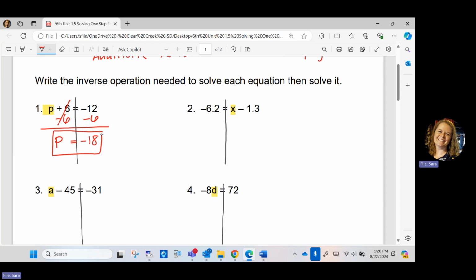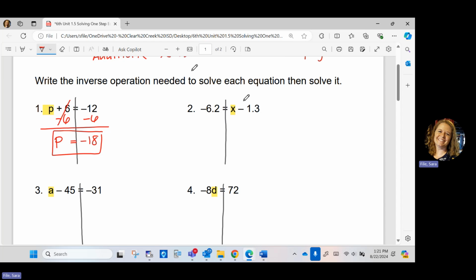In number 2, the X is what I'm trying to isolate. I want to get the variable by itself. What's the opposite of subtraction? Guys, we get through this faster if y'all participate. I don't have to wait for answers.